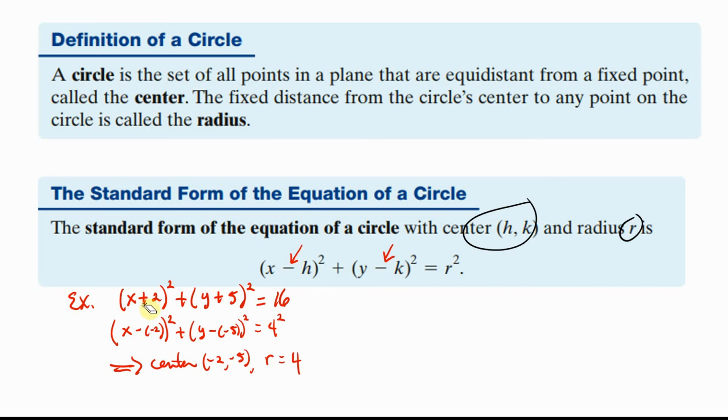See, that is x plus 2, but that's the same as x minus the minus 2, because the formula calls for that negative there, because that's what the formula is giving me.